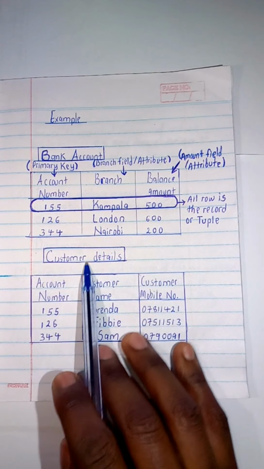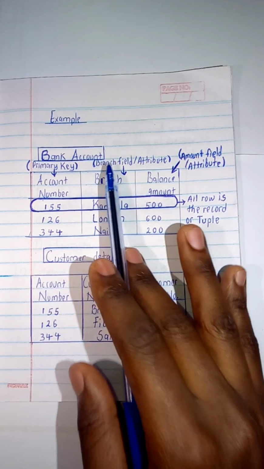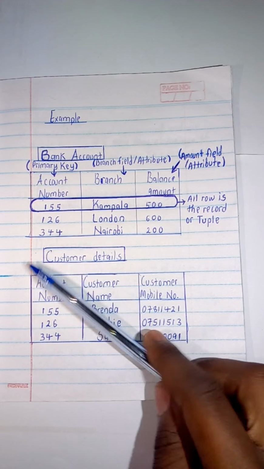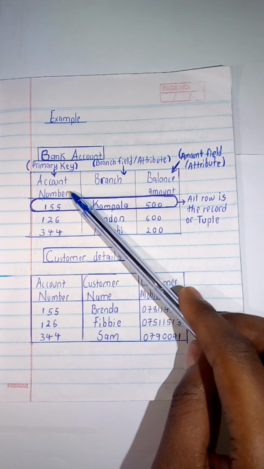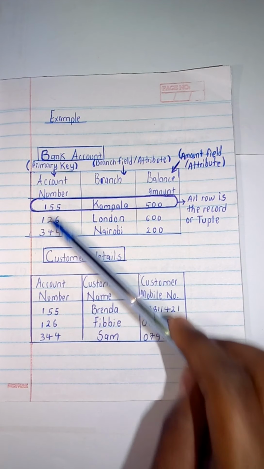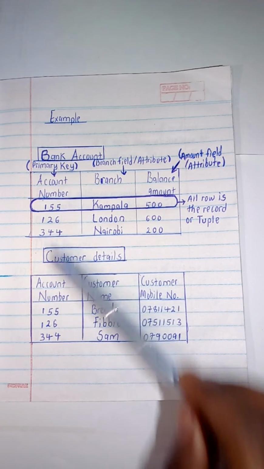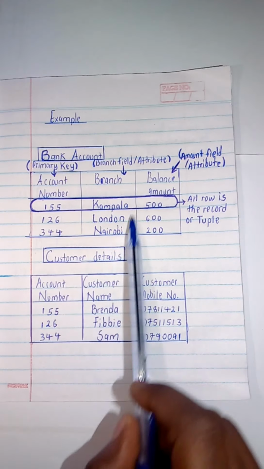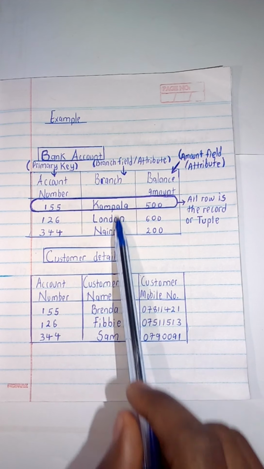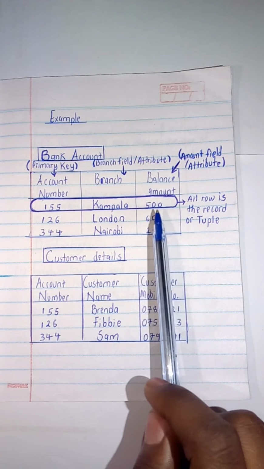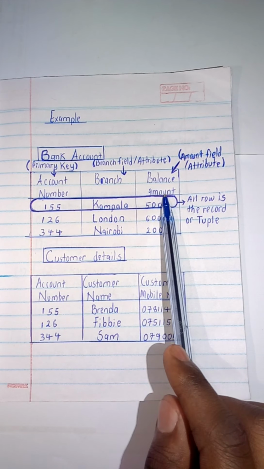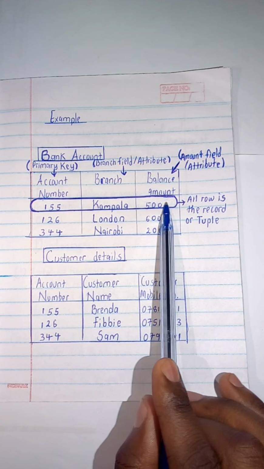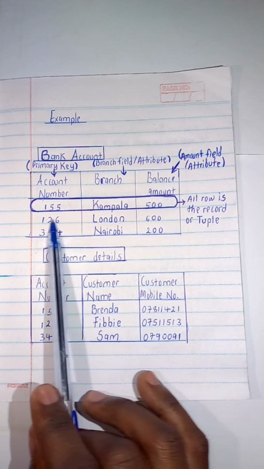Here I have an example of the bank account and the customer details. These two relate to each other because of the account number, which is the same, and which I use to relate the two of them. So I already know that this will be my primary key, and this is the branch field having Kampala, London, and Nairobi. Then I have the balance amount, which is the amount field. This entire row is going to be my record, or what I call the tuple.